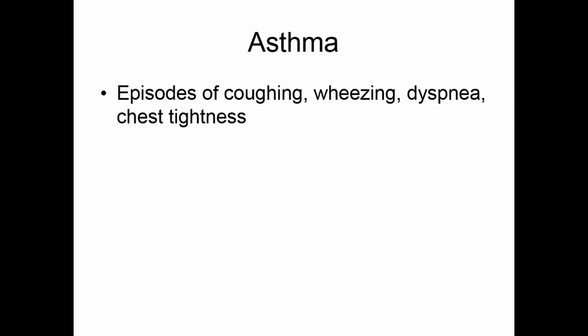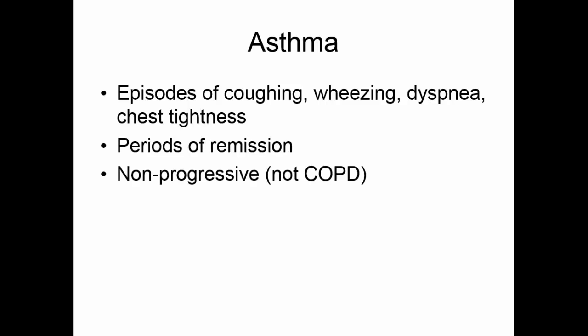Asthma is marked by episodes of coughing, wheezing, dyspnea, and chest tightness. There are periods of remission. Now, this is a non-progressive disease. Asthmatics have asthma attacks, but one asthma attack is not particularly worse than another. In chronic obstructive pulmonary diseases, both chronic bronchitis and emphysema, these diseases slowly worsen, so they do progress.